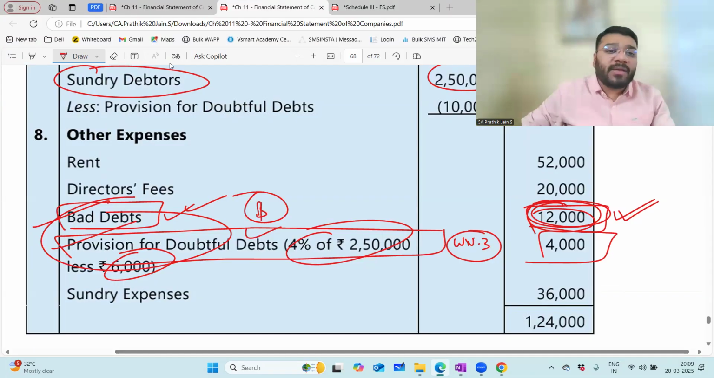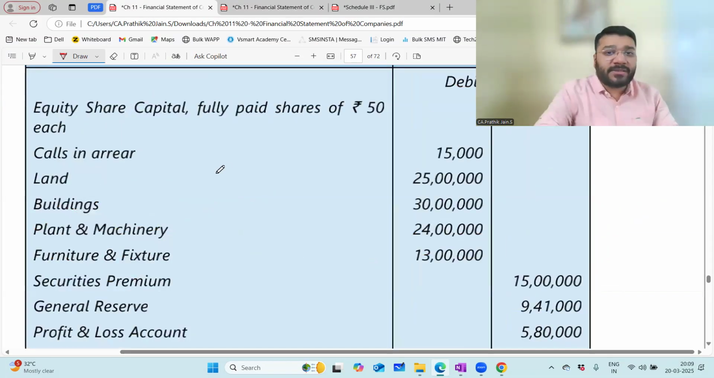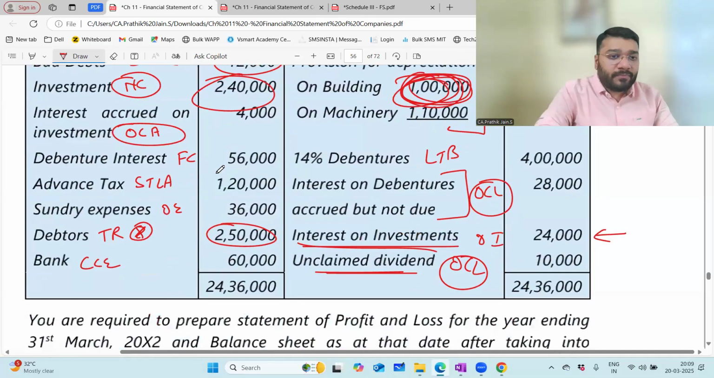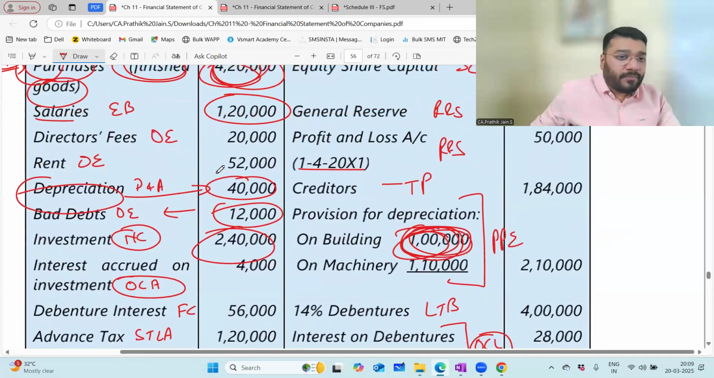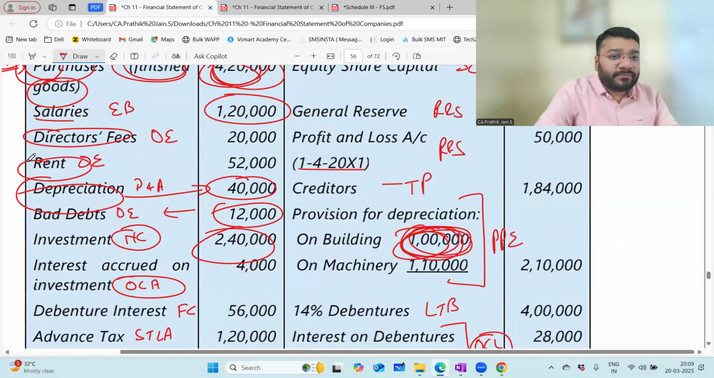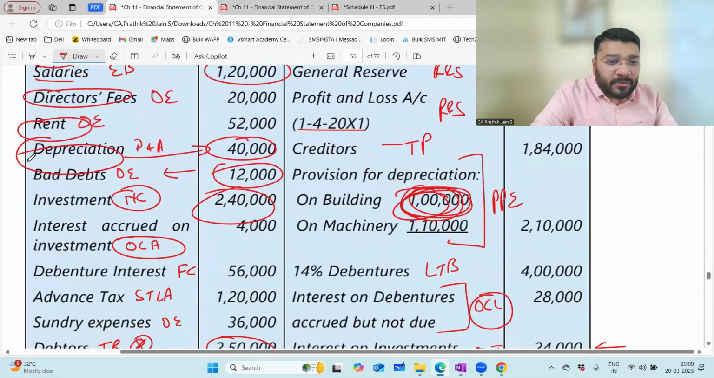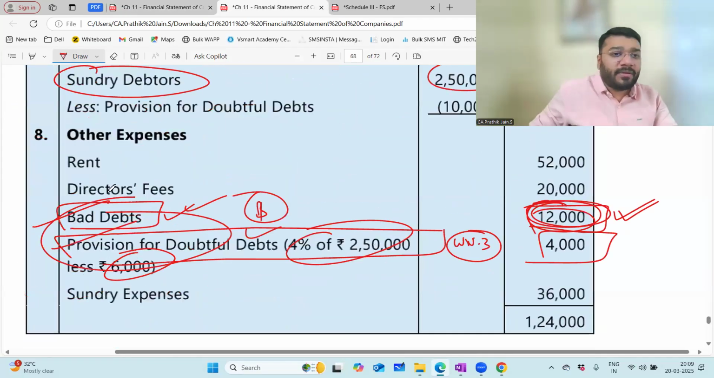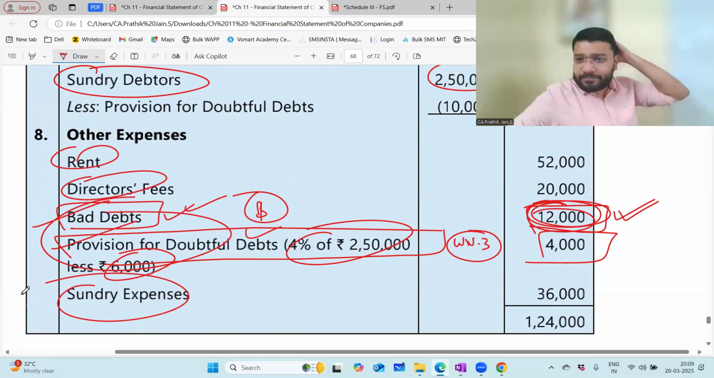Next, you have to see what the other expenses items are. What are the other expenses? Rent, directors fees, sundry expenses. Three items: rent, directors fee, and sundry expenses. Bad debt and PDD we already wrote.